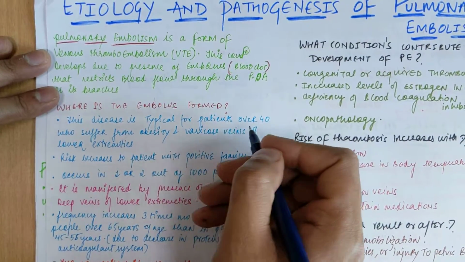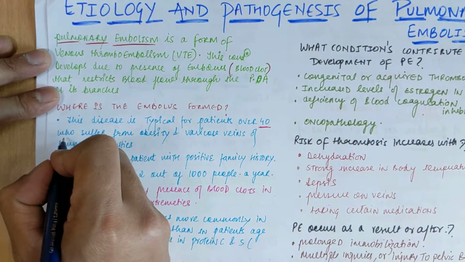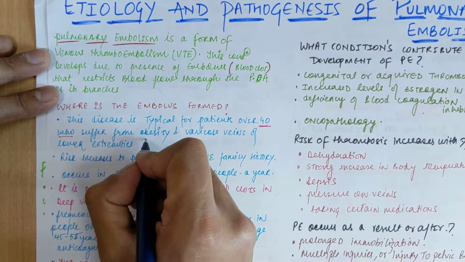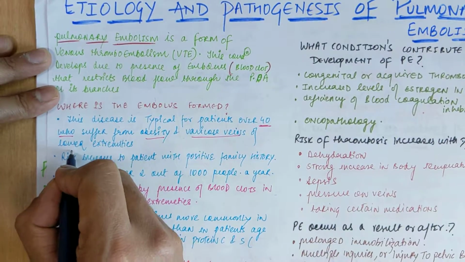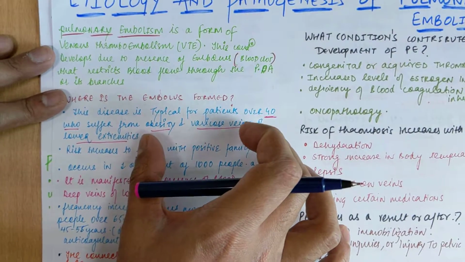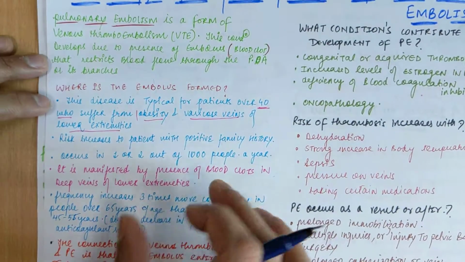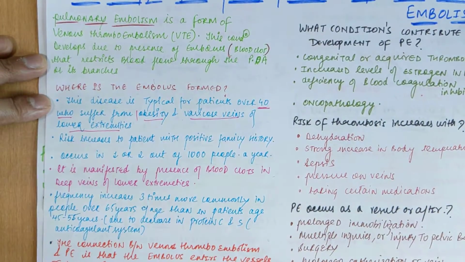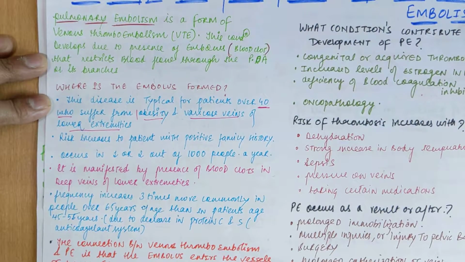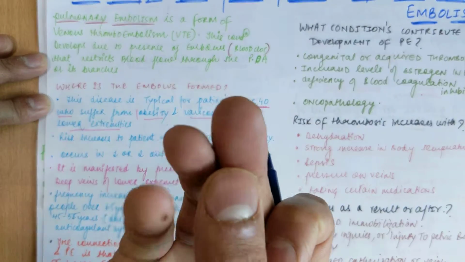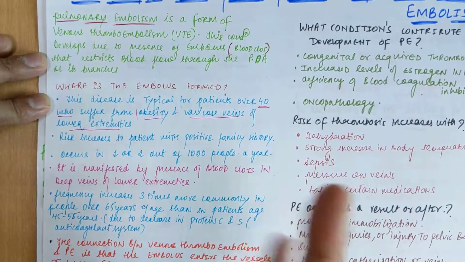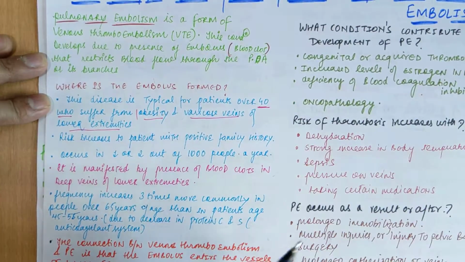This disease is typically seen in patients over 40 years who suffer from obesity and varicose veins of the lower extremities. So these are the two conditions in the patients: being overweight and having varicose veins. These varicose veins are actually seen in the legs, in the lower extremity veins. They will be dilated and seen superficially. You can see them on the posterior side of your legs.